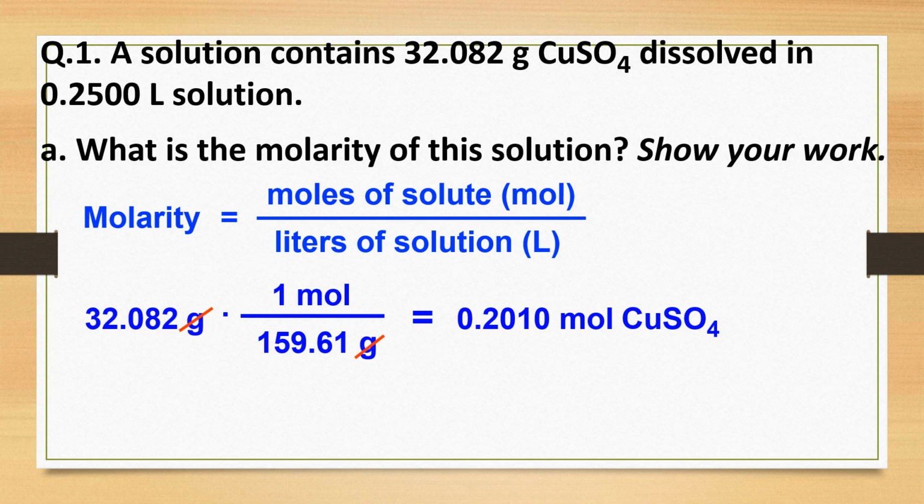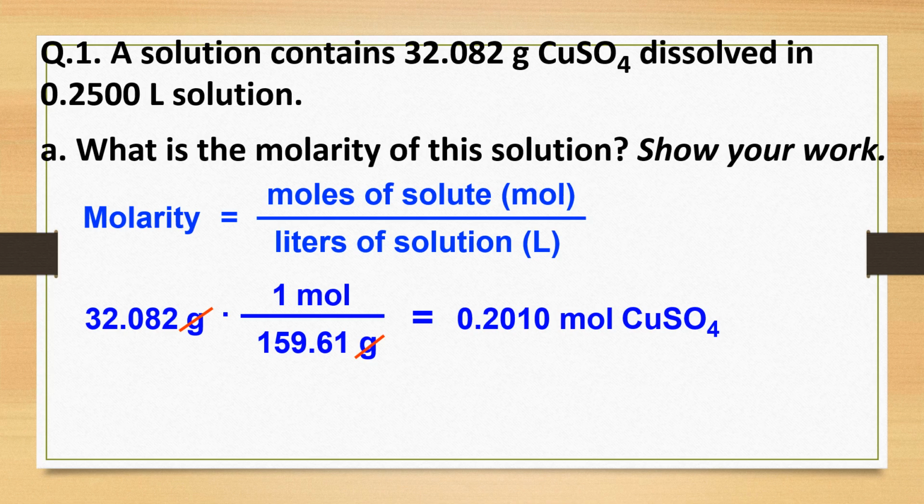Actually, in here we kept 4. We should have kept 5. But the reason I'm keeping 4 here is because if you look up at your solution volume, we have 0.2500 liters, which is a 4-digit number. So we only need to keep 4 over here. But in your calculations, remember, carry the correct sig figs at all your steps until the very last step.